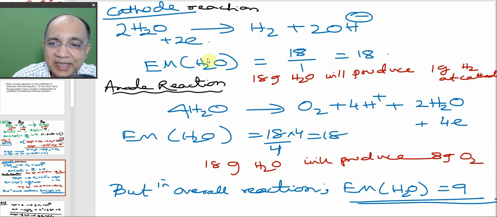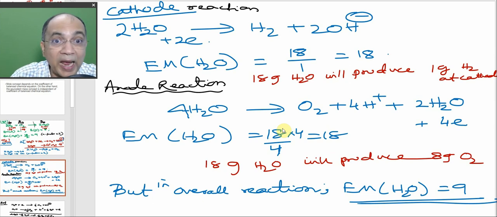So in this case, the n factor is 1. In this cathodic reaction, the n factor is 1, because 2 electrons are involved for 2 water, so 1 electron is involved in 1 water, 18. Similarly, in the anode reaction also the n factor is 1. 4 water will give you O2 plus 4H plus, 2 water plus 4 electrons. So in that case also 4 water involves 4 electrons. For 1 water, 1 electron, so the n factor is 1 here also.